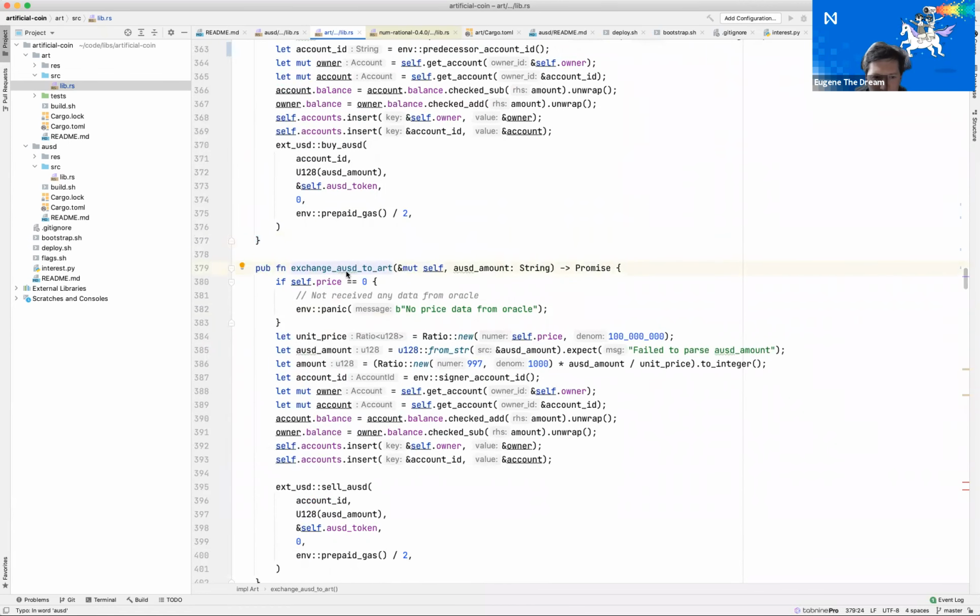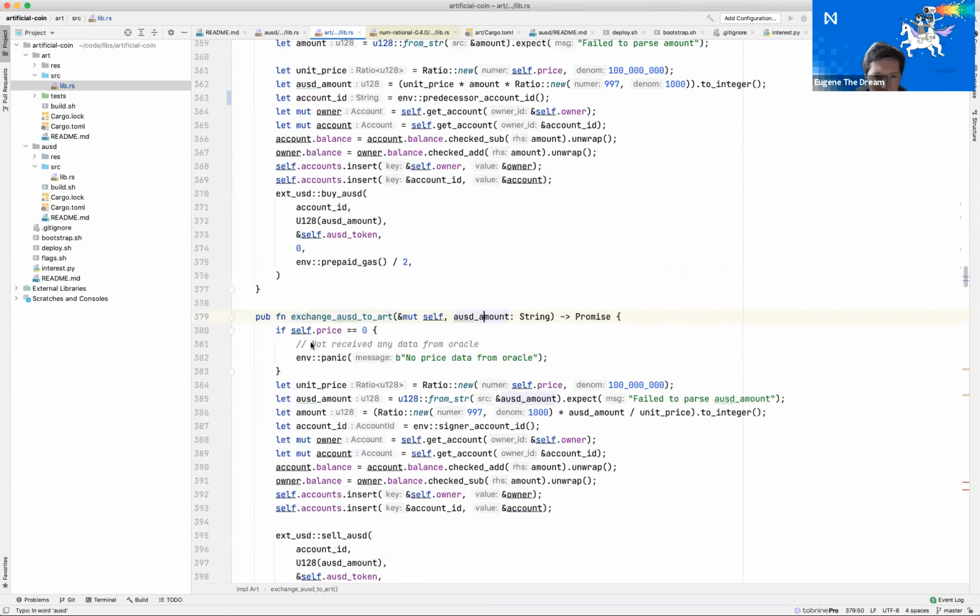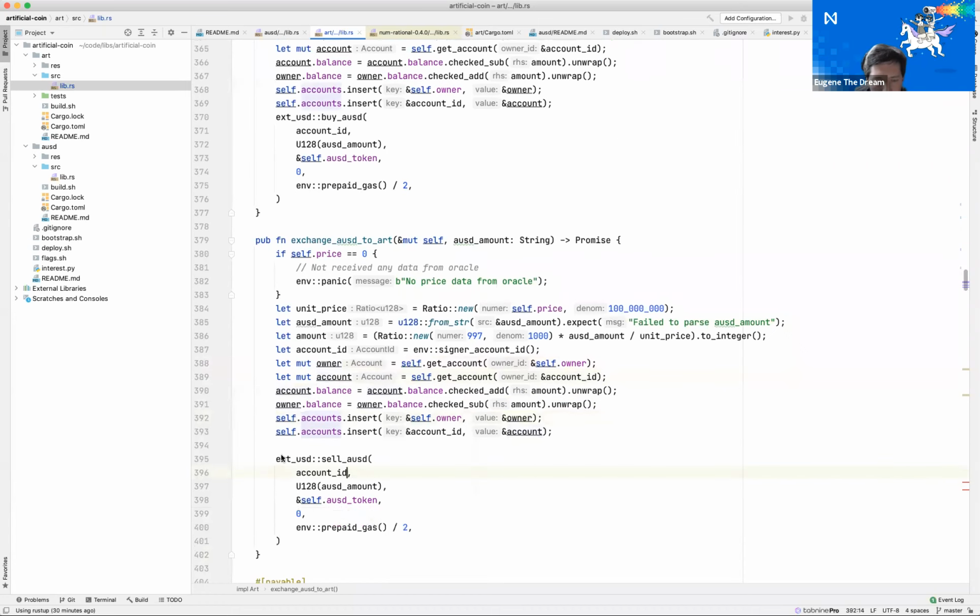Exchange AUSD to ART. So this is inverse. You say the AUSD amount, again, which calculates how much you should get, and we immediately credit you. Well, that's kind of a scam, because what if you don't have that amount? So it should be reverse.